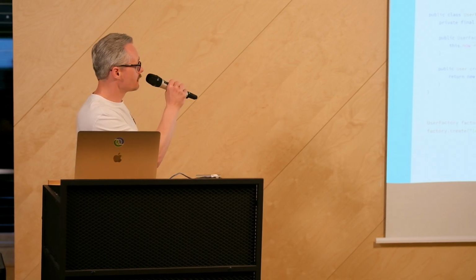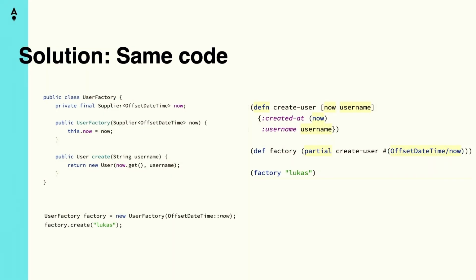And a small example that you can model the same thing in totally different ways, right? On the left side, we have a user factory in our beloved Java, right? So in the constructor, I'm taking again a function that returns date time, right? And there is one method accepting a username as a string, right? On the right side, there's Clojure code.